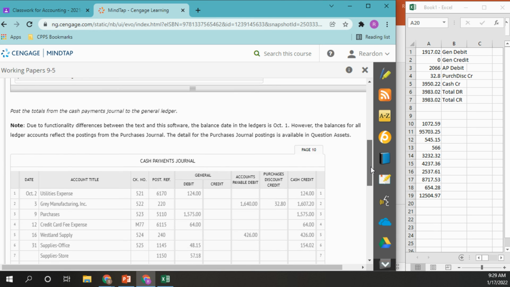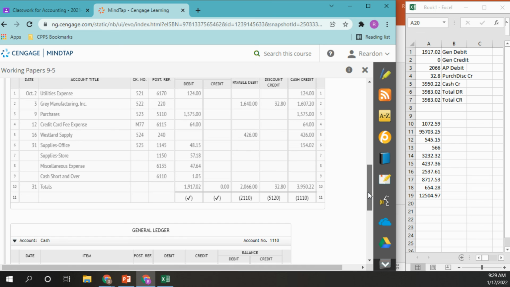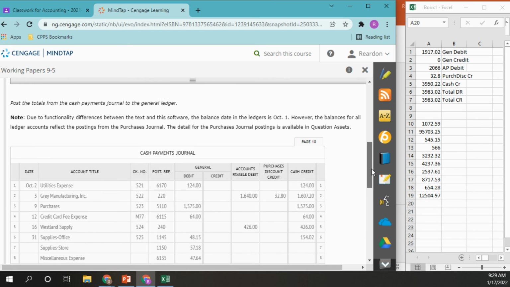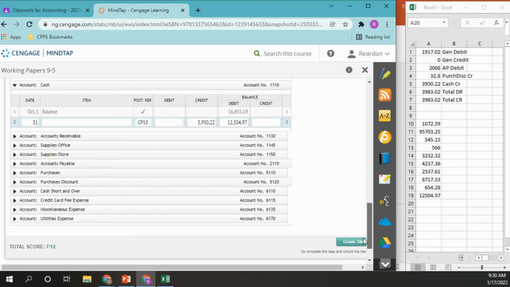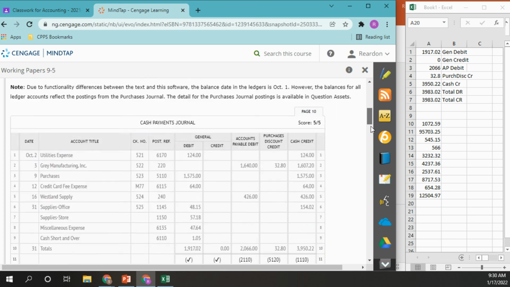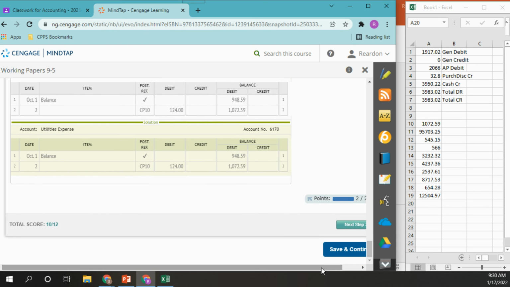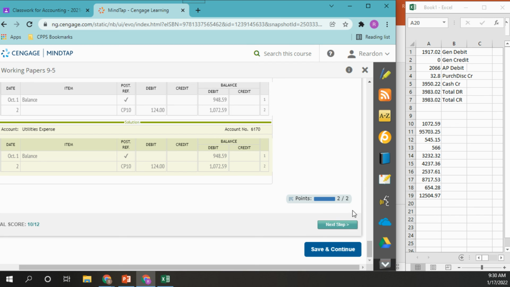It's October 1. Due to the functionality difference between the text and the software, the balance date in the ledgers is October 1. I'm not sure what that even means. Okay, whatever. Great step. And we come down here and we've got 2 out of 2. Yes, we posted those correctly.